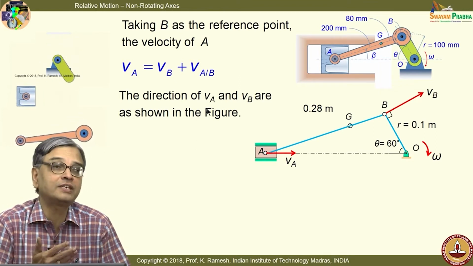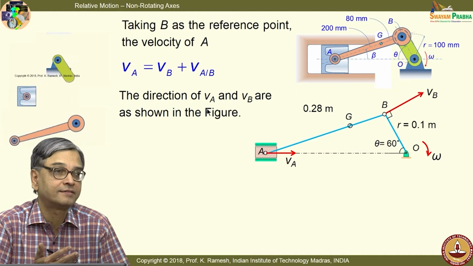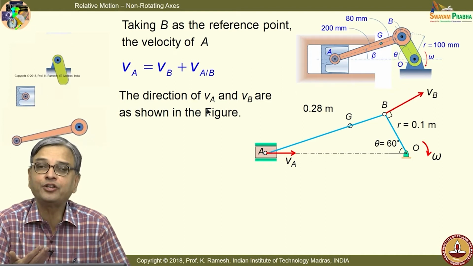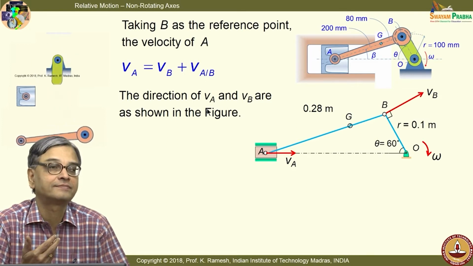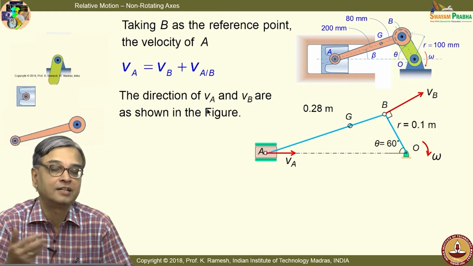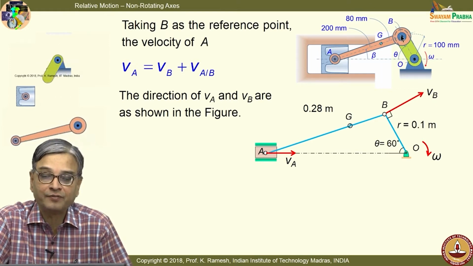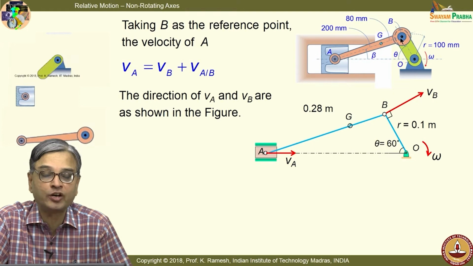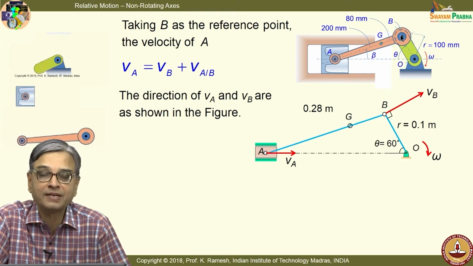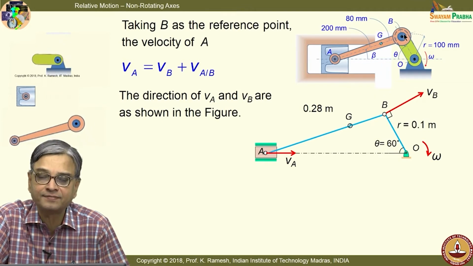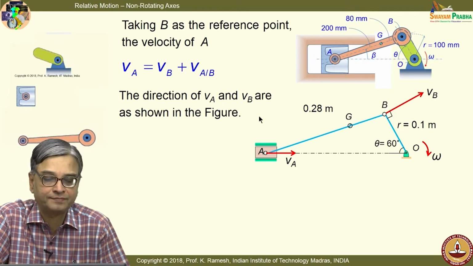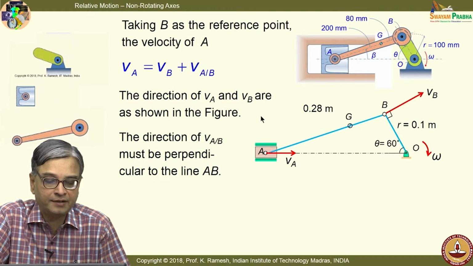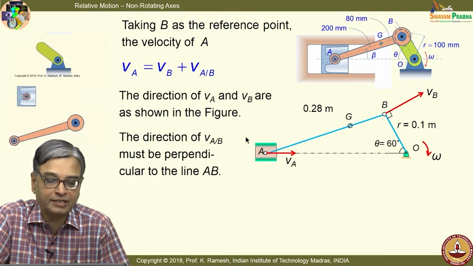You can do that from your general plane motion analysis. We may not know the magnitude to start with, but we are in a position to find out its direction. The velocity direction would be perpendicular to the line joining B and A, because sitting at B on a non-rotating translating axis, I would perceive point A to have circular motion. And I think VAB is perpendicular to the line AB.